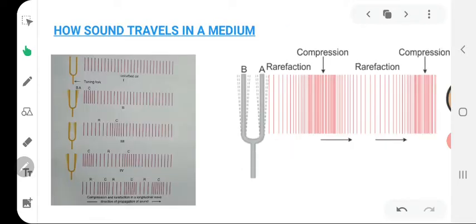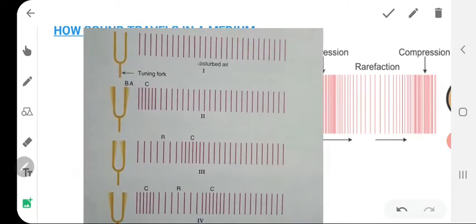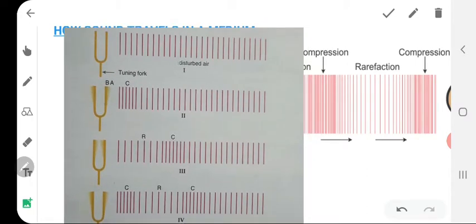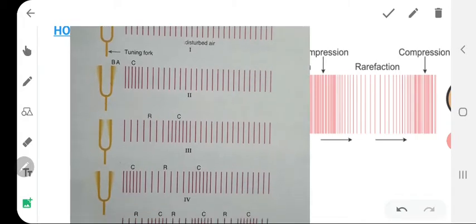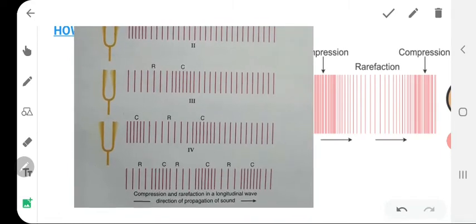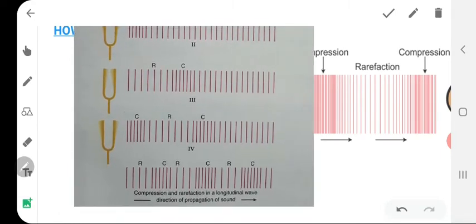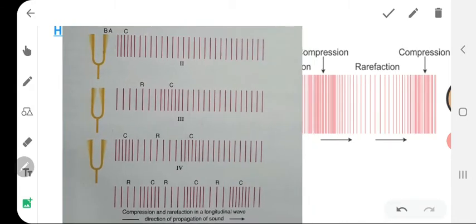This diagram gives a much better understanding of how ultimately the layers are arranging themselves. Let us have a closer view. You can see the different positions. So in this manner, the compression and rarefaction in a longitudinal wave are moving. So that is the direction of propagation of the wave.